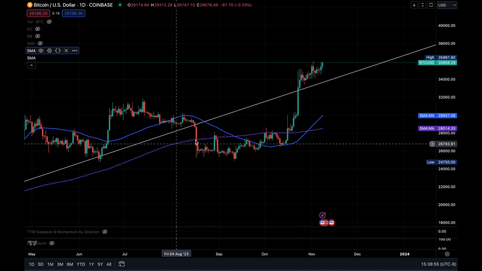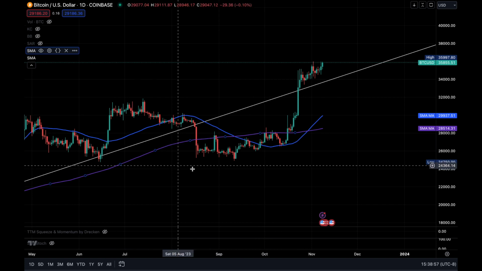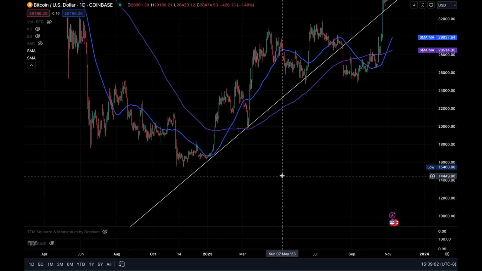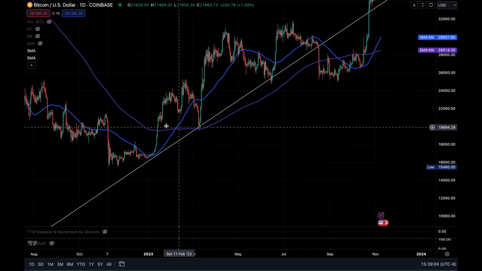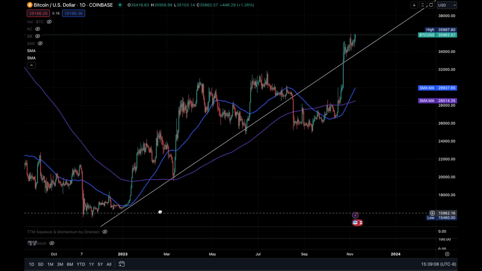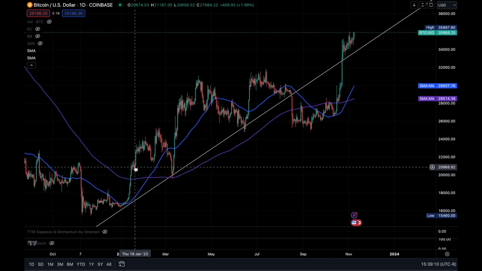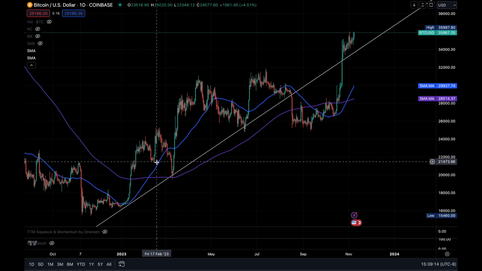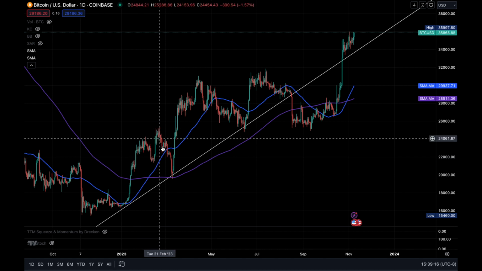Again, purple line is the 200 simple moving average. Bitcoin essentially has been spending time above that ever since January. So that's why everyone's really excited about Bitcoin, because in January, Bitcoin pops up past the 200, indicating at least Bitcoin is back into a bull market, right?